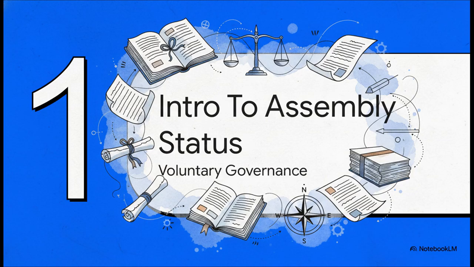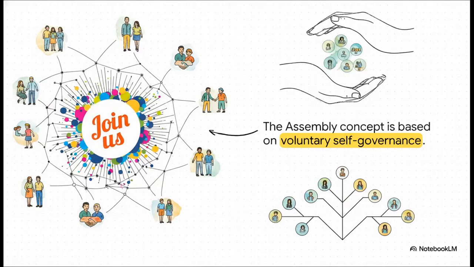Section 1. Intro to Assembly Status. Now, everything we're analyzing today is drawn straight out of the provided assembly documents. And right off the bat, they establish that the absolute foundation of this entire system is voluntary self-governance. Basically, nobody's forced or obligated to join their state assembly. But the texts argue that choosing to participate gives you a voice and a vote in an organization that's intended to function not as some faceless corporation, but as an extended family of neighbors working together.